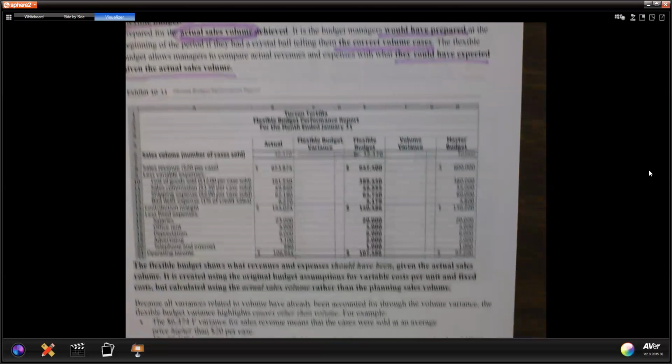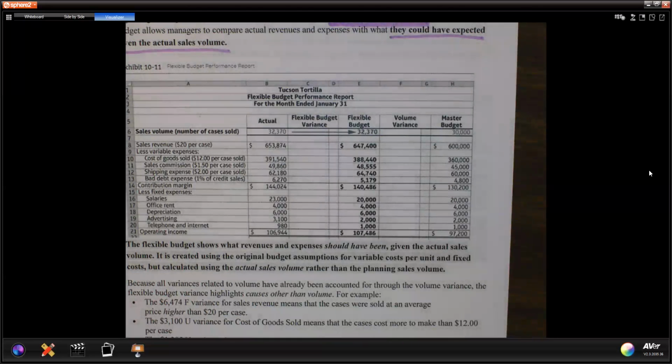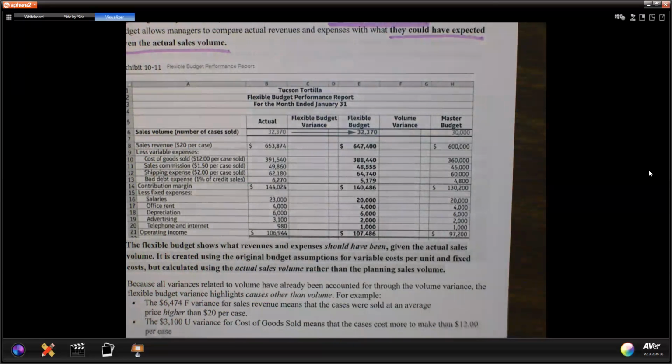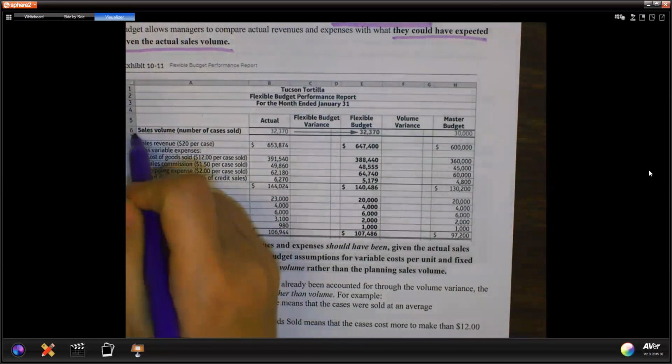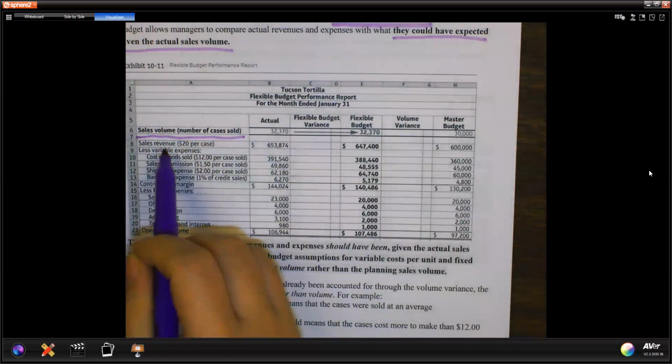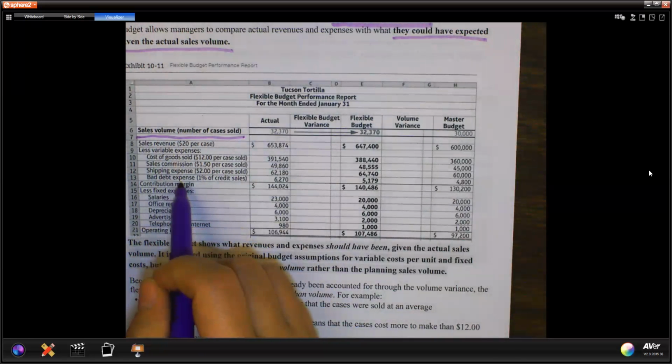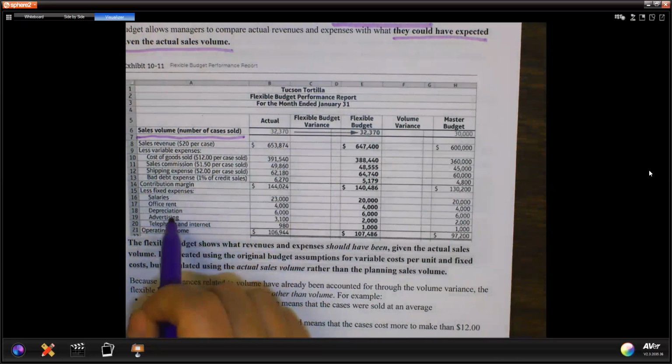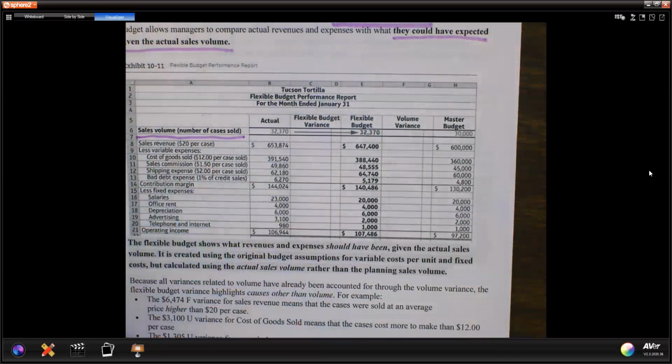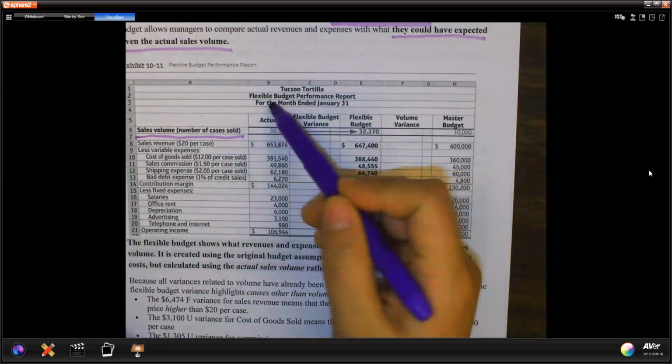Okay, so now you have this table. It has a bit more space, right? So you still have this sales volume. You have your revenue. You have your variable cost. You have contribution margin. You have fixed cost. You have operating income. So what do we have? We already talked about this actual.